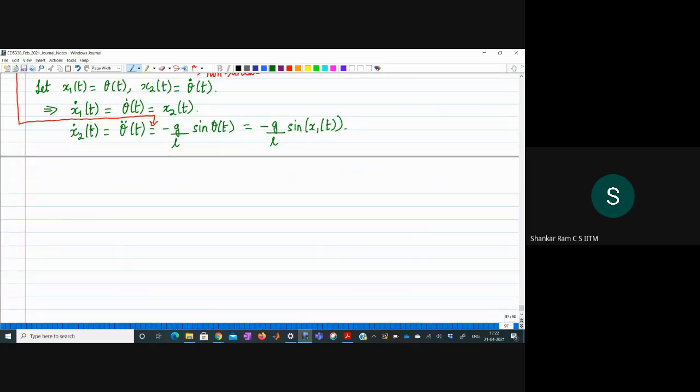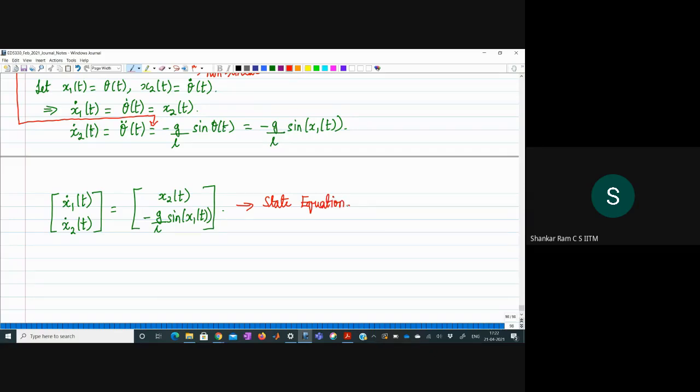Okay, so we can put them in the state space form by combining the state variables. So we have x1 dot t and x2 dot t as a state vector, as a column vector, right? Then what do we do? We cannot write it as Ax, so we write it as f of x. This is going to be x2 of t, then minus g by L sine x1 t. All right, so this is the state equation in this particular case. This is the state equation for this nonlinear system.